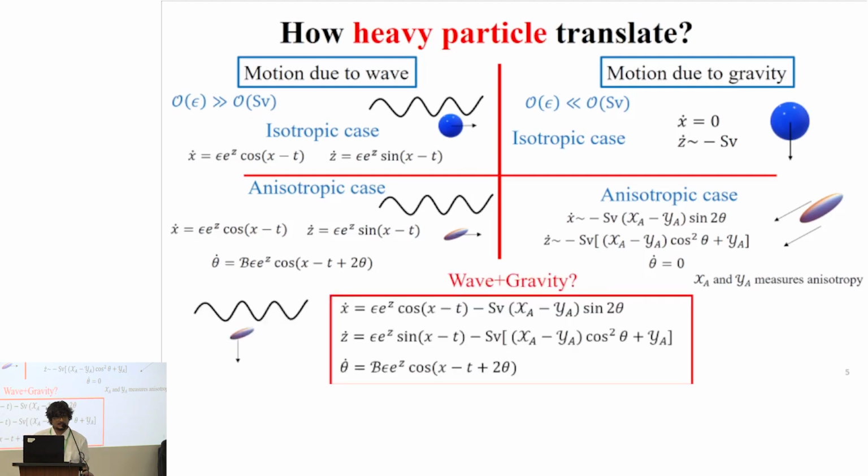Then we ask a question: what happens if we place a heavier particle in a wavy flow field? In this condition, the contribution to the velocity of a particle is coming from the flow field velocity and the settling velocity, and the contribution to the orientation is coming from the wavy flow field here. So in this case, depending on the order of the settling number compared to the epsilon, we can use the regular perturbation technique for a finite Stokes, for a finite settling number.